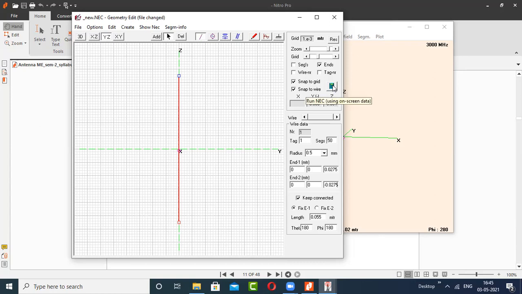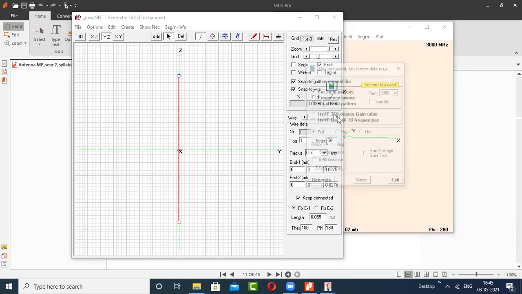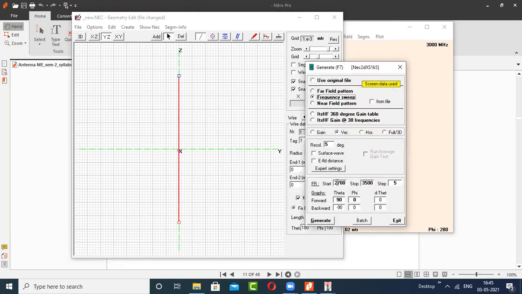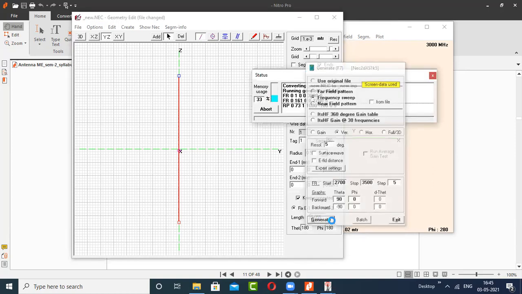Now I will simulate it. I should actually adjust the frequency, but where should I go? Whether I should increase this from 3 gigahertz to suppose 4 gigahertz, or I should go for the lower frequency. That I do not know currently, so I will keep this part as it is, and I will check what is happening, and accordingly I will adjust it.